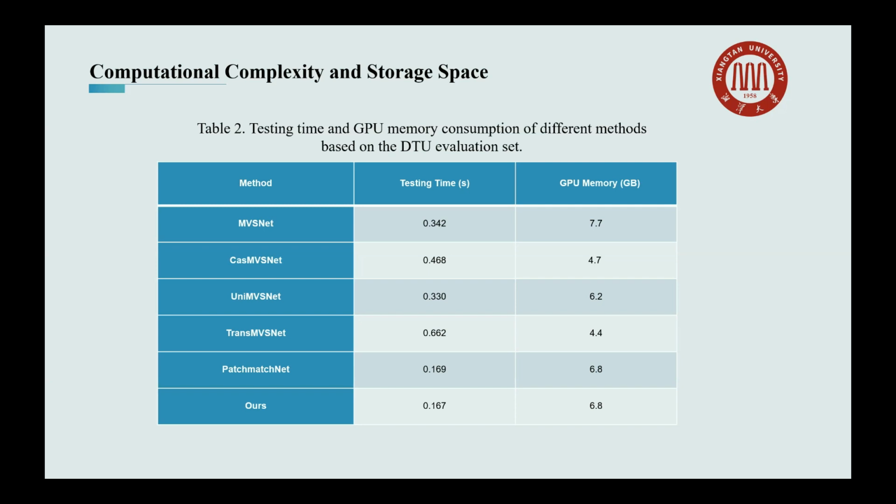It can be seen that the testing time for our method can be reduced by 74%, 64%, and 51% compared to the methods of Trans-MVSNet, CAS-MVSNet, and MVSNet, respectively. In comparison to PatchMatchNet, the memory consumption of our method is almost equal, and there is a slight reduction in testing time.